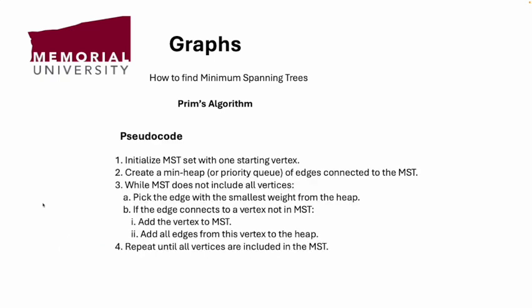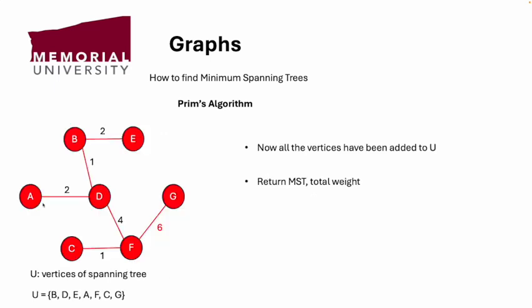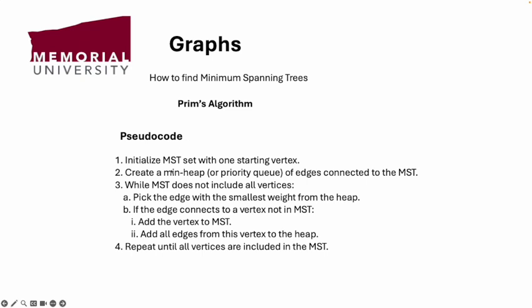Okay, some pseudocode. What do we need to leverage for this kind of algorithm? We always find the minimum weight. We always need a minimum, so which data structure we learned before can we leverage? A heap, right? Minimum heap, or priority queue. That's how it works here. We initialize the minimum spanning tree site with one starting vertex, any vertex. Create the minimum heap, or priority queue, of the edges connecting to the minimum spanning tree site.